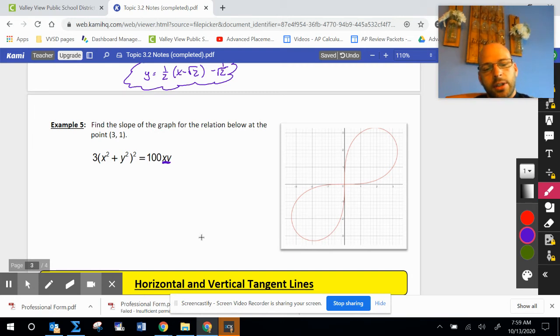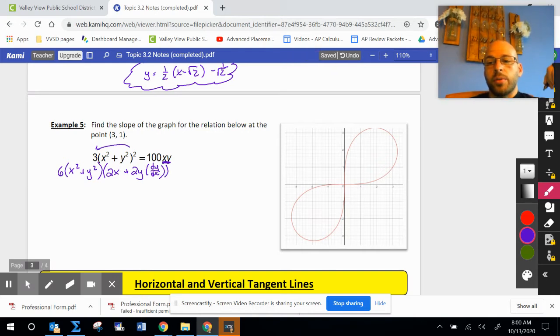So if I start this, I'm going to use a power rule. So drop the 2 down. 6x squared plus y squared. But now I need to do the derivative of the inside. So the derivative of the x squared is a 2x. The derivative of the y squared is a 2y. But I'm going to get a dy dx because, again, I'm taking the derivative with respect to x, and that expression was a different variable.